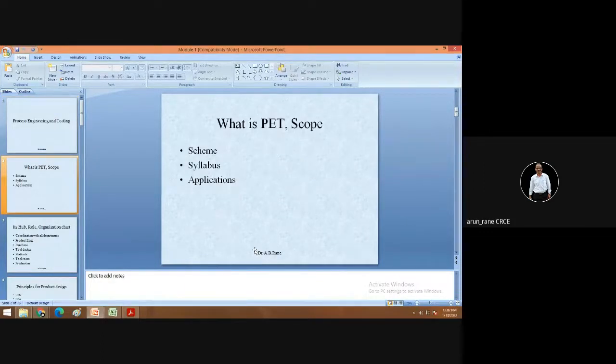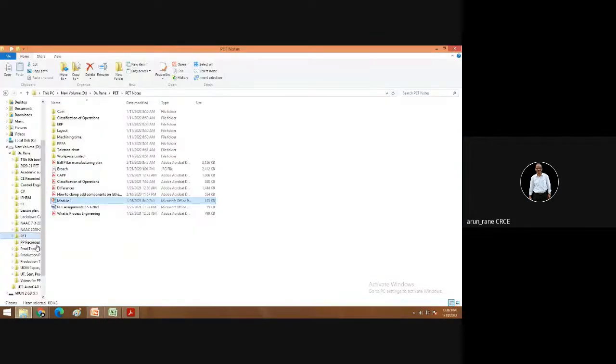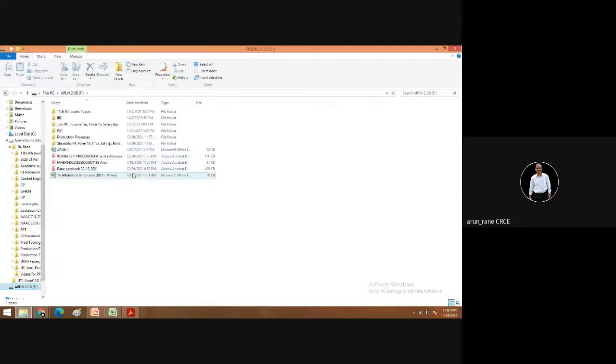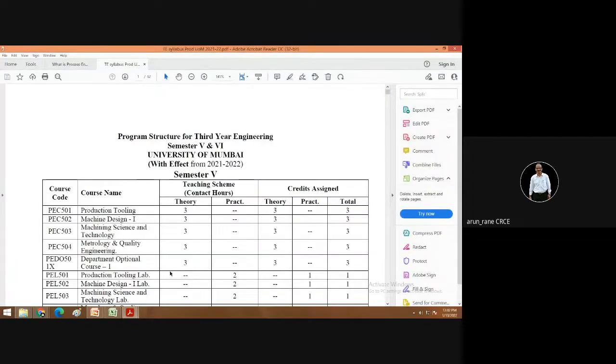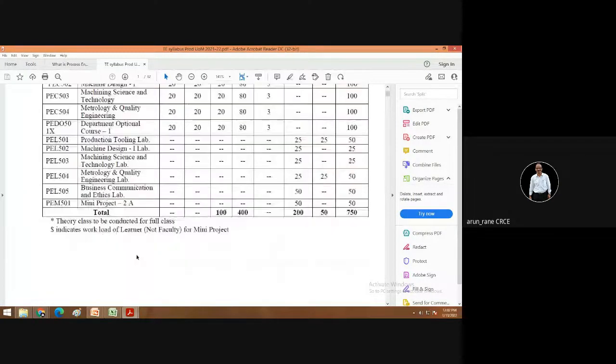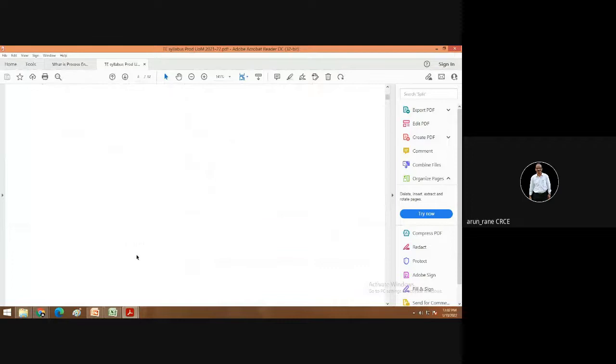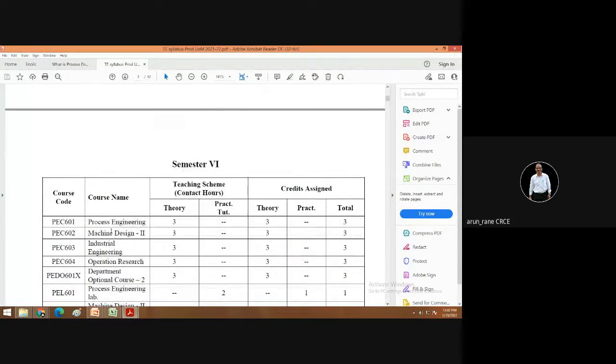The scheme, syllabus, and applications. I have already discussed the syllabus. Let me show you the syllabus. Where is it, syllabus. As per the new scheme, your production engineering course code is PC 601, and the course name is process engineering.